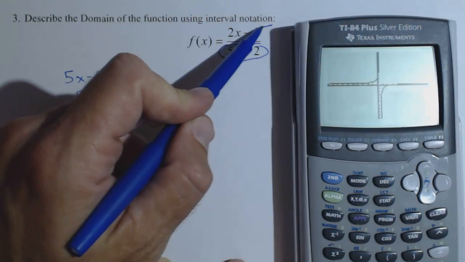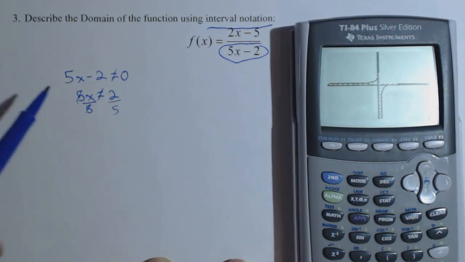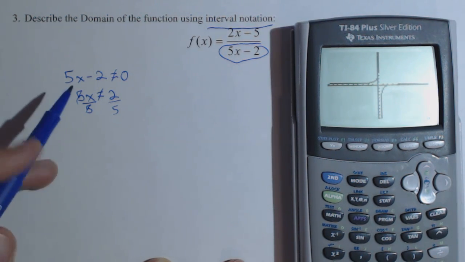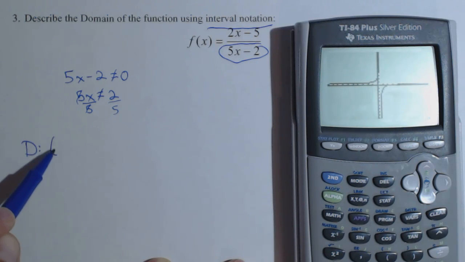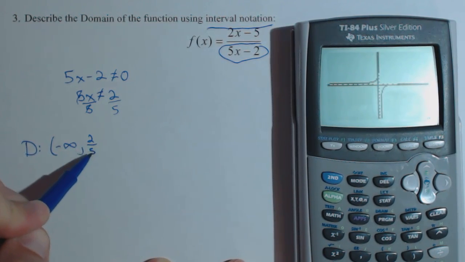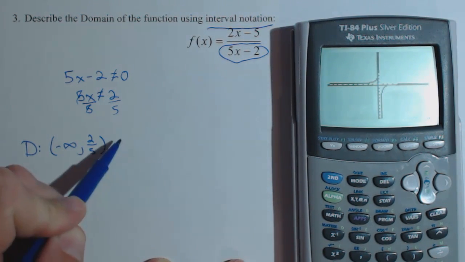Now we're asked to put this in interval notation. That means we want to give all the points that we can include, not just talk about the one we can't. Well, we can go from negative infinity all the way up to that point, which is 2/5. We do not want to include it, so it gets a parenthesis.